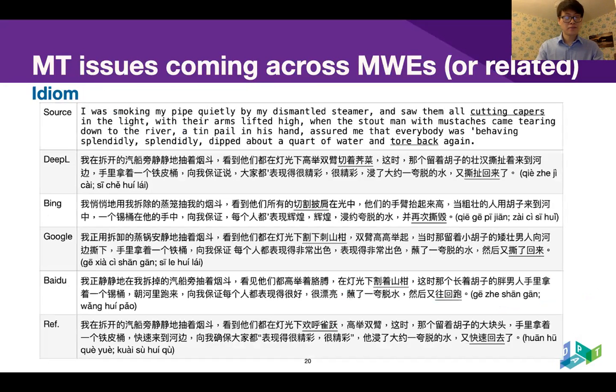For example, let's see idiom. In this sentence, cutting capers is to describe work in a clumsy way or clumsy manner like a goat. However, all four machine translation models translate it literally as cutting action of some vegetables. This is a very hilarious translation, leading to the wrong understanding of the sentence. Also, the second term we highlighted, tore back, means return quickly or fast. However, all the four translation models, except for Baidu, translate tore back as tearing something to be broken. And this will mislead the people who use machine translation to get this sentence.